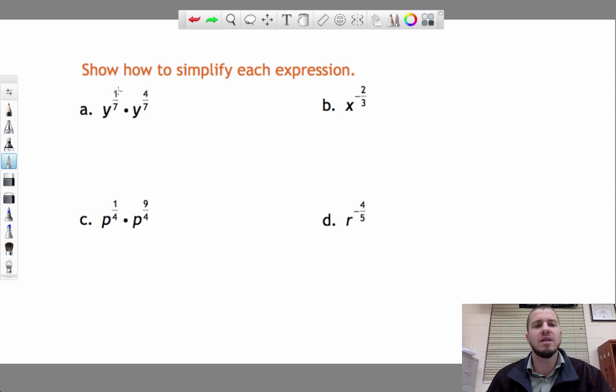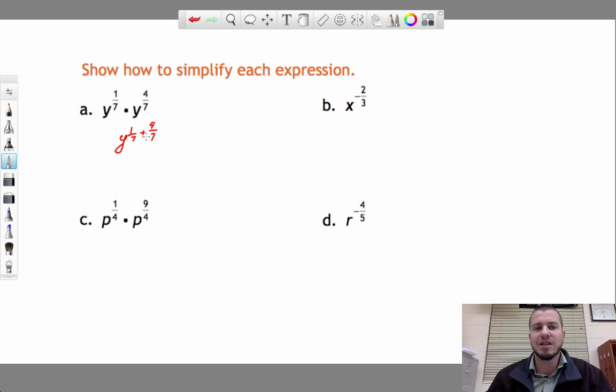So you can do operations with these as well. I have y raised to the 1/7 times y raised to the 4/7. So because the bases are the same, I can combine them. And if you remember what to do with the exponents, you add the exponents. Now in this case, the denominators happen to be the same. If not, you got to remember your fraction rules.